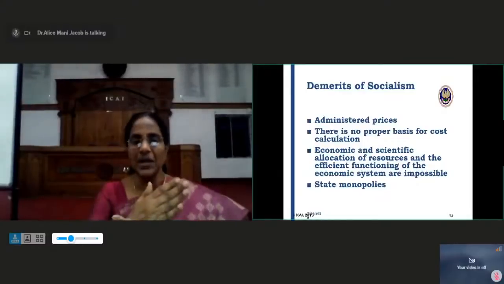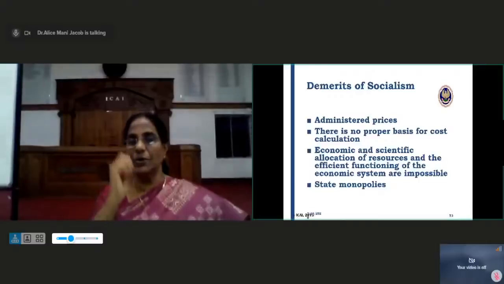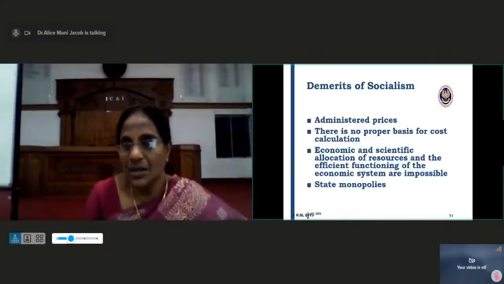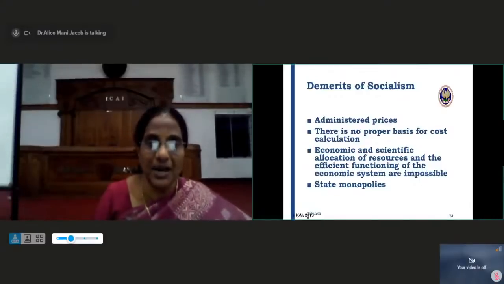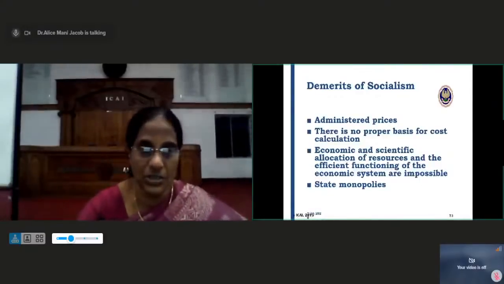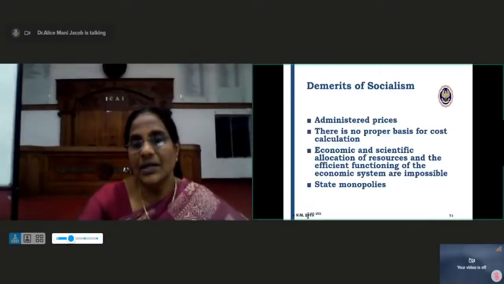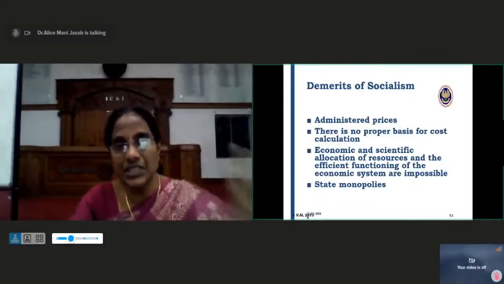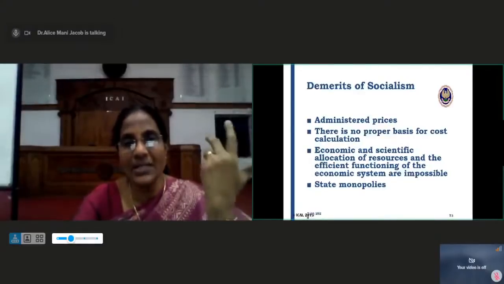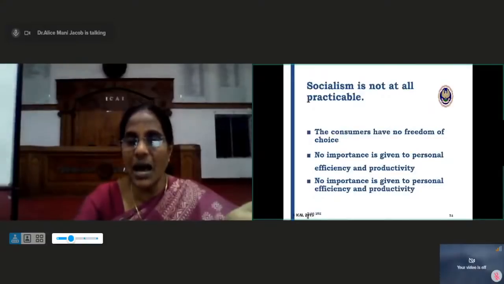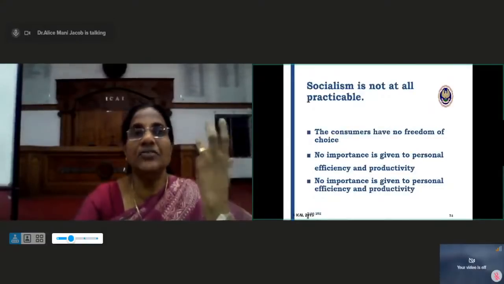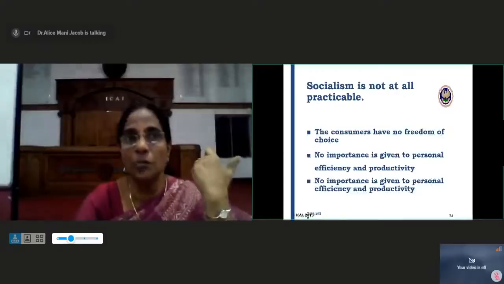Only when market prices are there, there will be proper cost calculation. Because every input is valued by administered prices, you cannot calculate the cost. Then scientific allocation of resources is not there. Inefficiency will be there. State will act as a monopolist. Then consumers are unhappy. Even if you are efficient, you are not rewarded more.